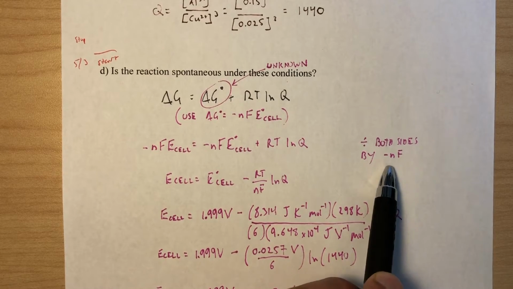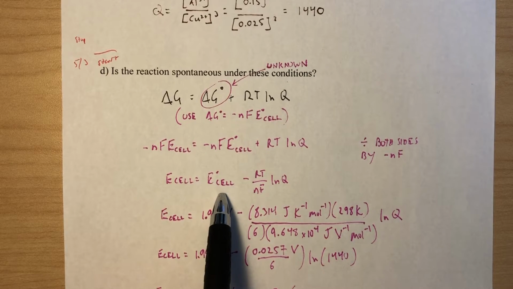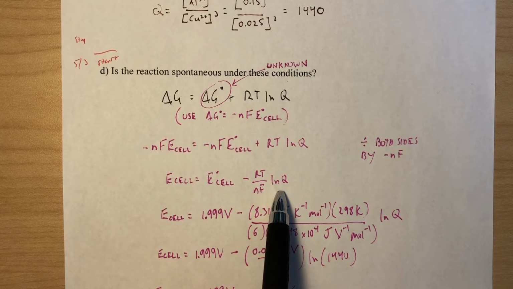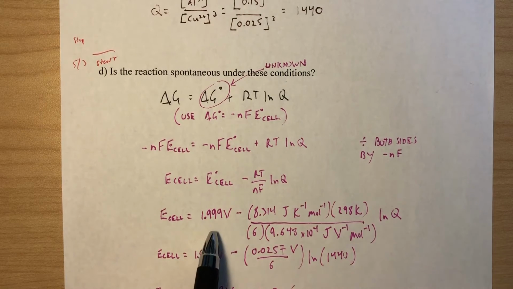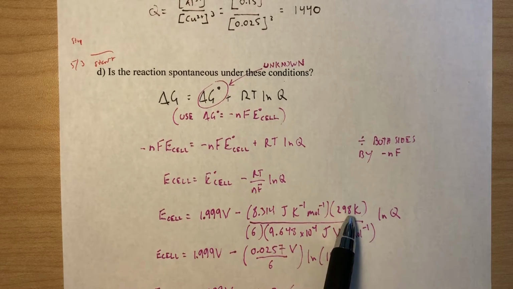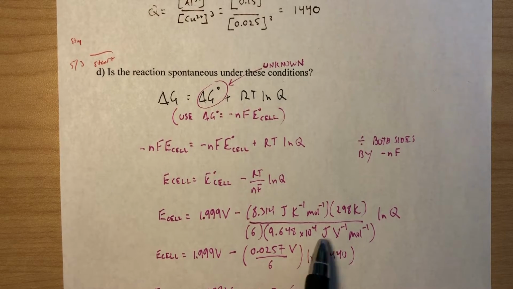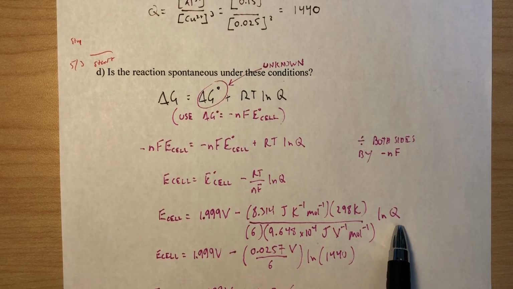We divide both sides by negative NF and we get E cell is equal to E cell naught minus RT over NF times the natural log of Q, and we bring in all of these values. So we have our E cell from the last page is equal to positive 1.999 volts, and our gas constant, temperature, number of electrons being transferred, which is 6 when balanced, and Faraday's constant. And then we have the natural log of Q, which is 1,440.